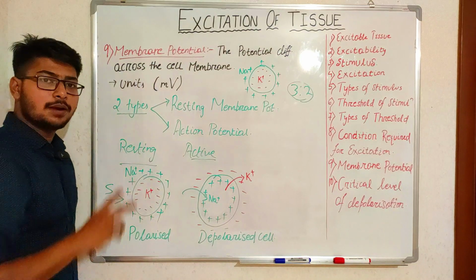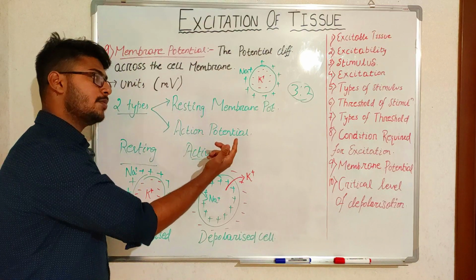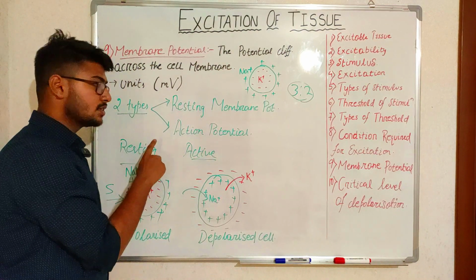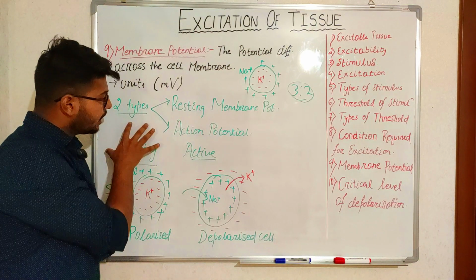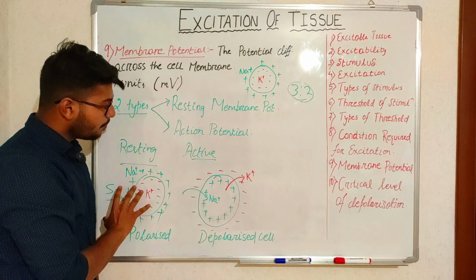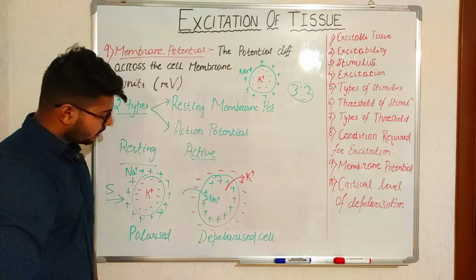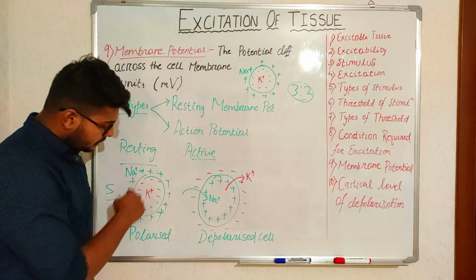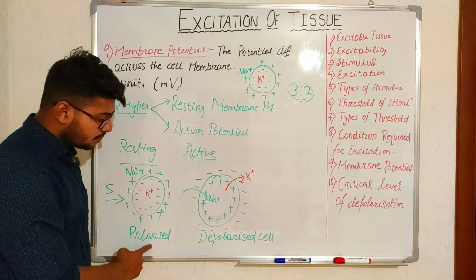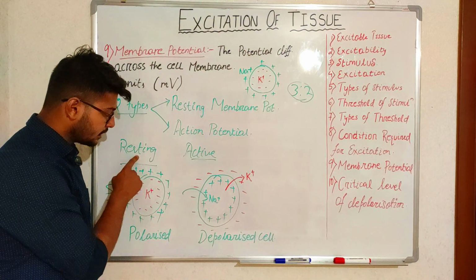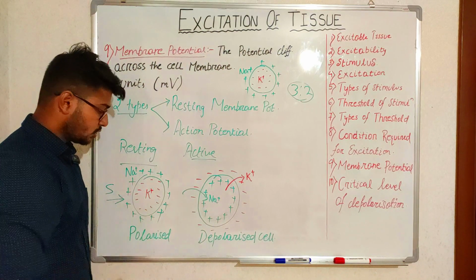Then the membrane potential can be divided into two types. The first one, at the rest stage, is the resting membrane potential, and the second one, at the active state, is the action potential. For understanding these, I have depicted a small figure that you can see. At the rest stage, this is a cell. Already it is in a polarized state.